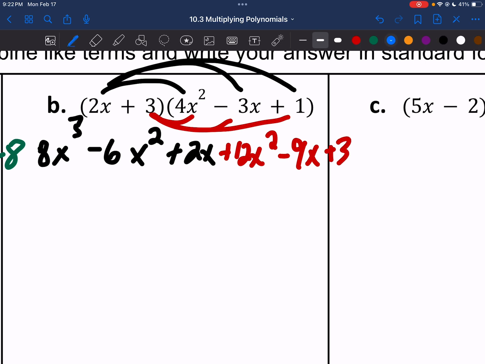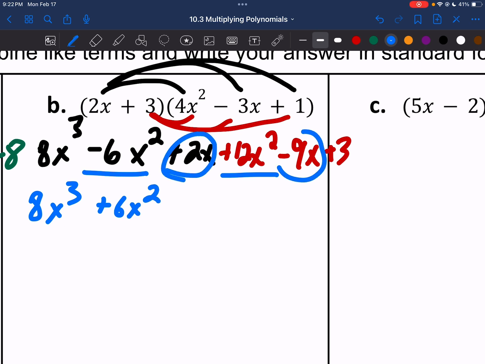And we go ahead and combine like terms. 8x cubed stays out front. Nothing else to combine with. Negative 6x squared plus 12x squared, that's going to be plus 6x squared. 2x plus negative 9x is minus 7x plus 3.